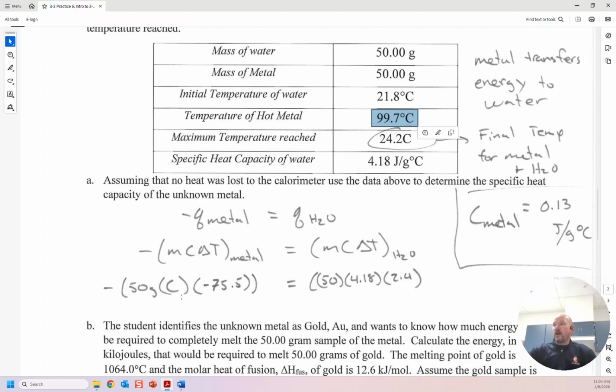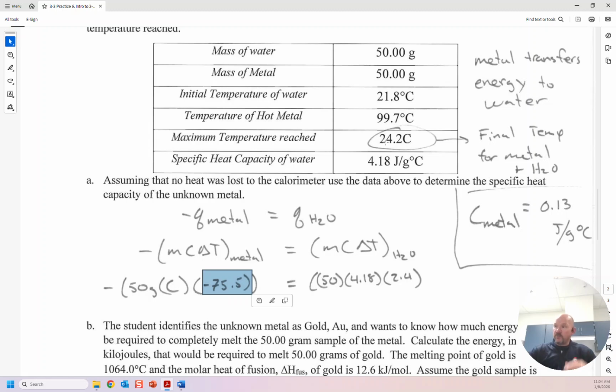C is our unknown. That's the heat capacity of the metal. We don't know. 4.184 is the heat capacity of water. The delta T of water was only 2.4 degrees Celsius, but the delta T for the metal was negative 75.5 degrees Celsius, okay? Because the metal started at 99.7 and then went down to 24.2.